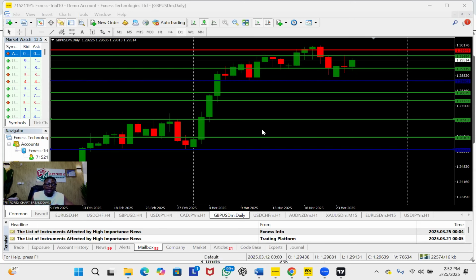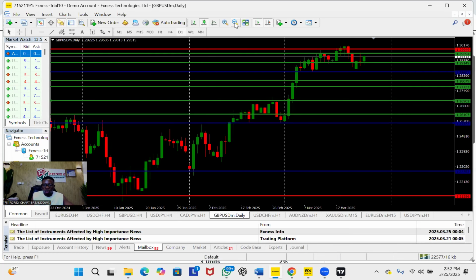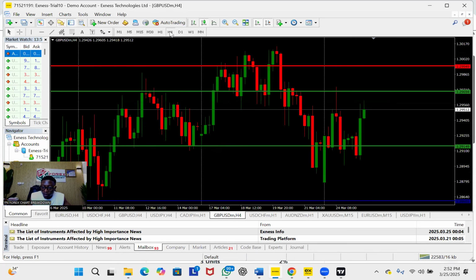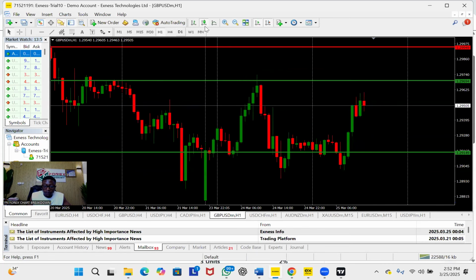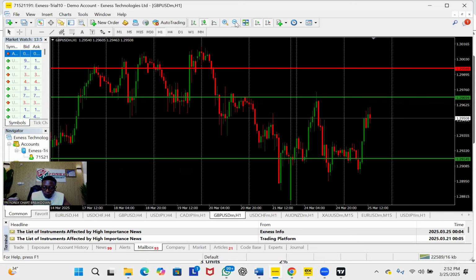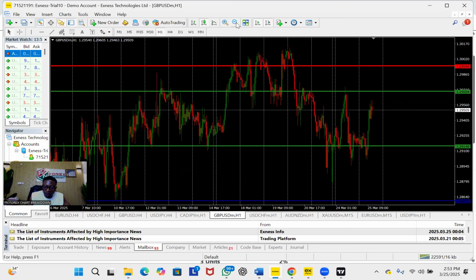You see, I already have my key levels marked the same way I marked them on the gold, right? I already have the key levels marked on the daily time frame, on the 4 hour time frame, and on the 1 hour time frame. Now, when I'm getting to the 1 hour time frame, still the same procedure, I want to look at the possibilities. What are the entries I might have on GBPUSD?